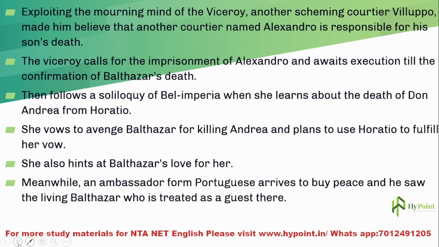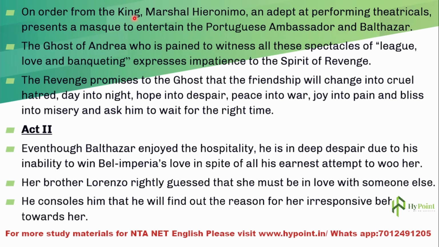Now what happens? And on order from the king, Marshal Hieronymo, an adept at performing theatricals, presents a mask to entertain the Portuguese ambassador and Balthazar. So when the Portuguese ambassador arrived there, both the Portuguese ambassador and Balthazar were treated as eminent guests in the court, and the Spanish king ordered Marshal Hieronymo. Marshal Hieronymo was adept at performing theatricals. Everybody knows his talent for theatrical performance. So the king ordered Marshal Hieronymo to perform, and a mask is a kind of drama which is very expensive, and it will be mainly performed in courts and before kings. So a mask was performed in order to entertain the Portuguese ambassador and Balthazar.